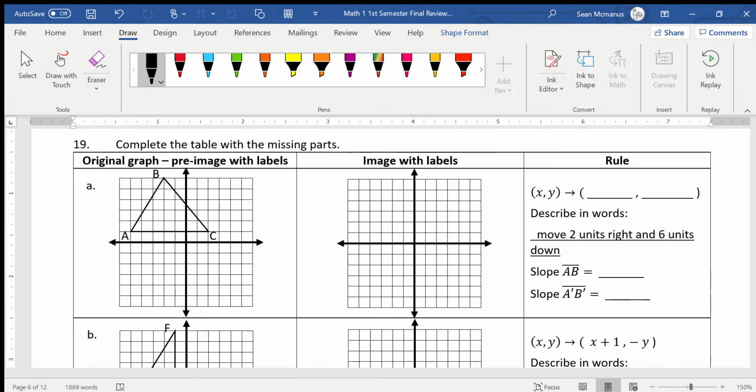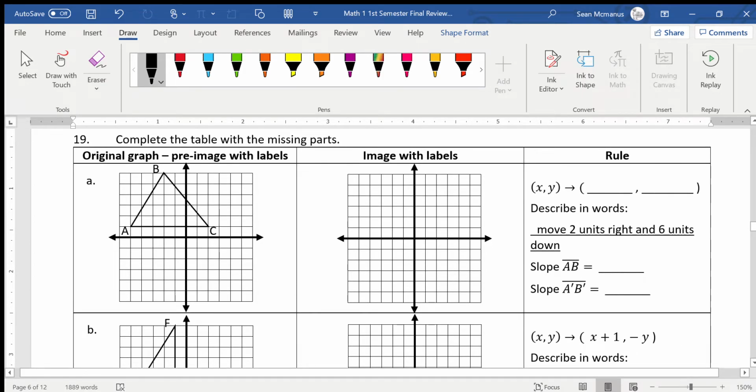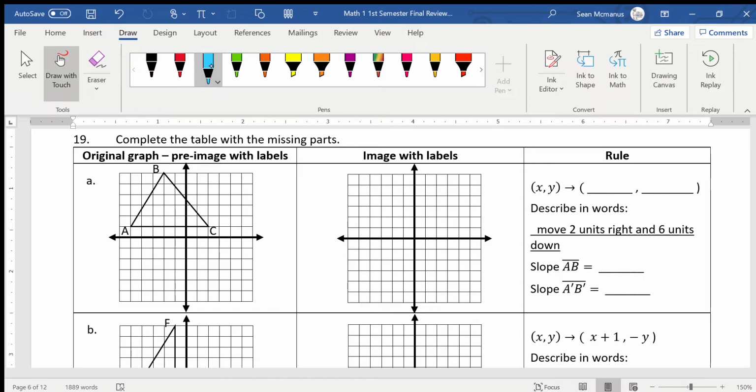So number 19, complete the table with the missing parts. Here we're starting with an original graph, and then we're going to go to a new one that we need to create. So what's it asking me to do? It's telling me what to do right here. I'm going to take my original graph, the pre-image, and move it over 2 units to the right and then 6 units down. So I'm going to take each point, go to the right 1, 2, and then down 6. 1, 2, 3, 4, 5, 6.